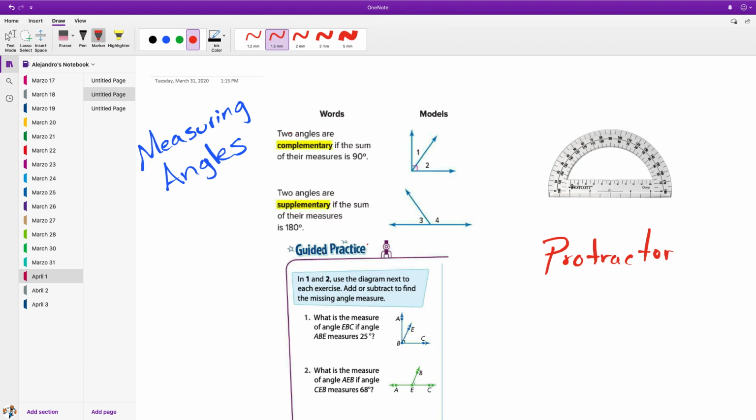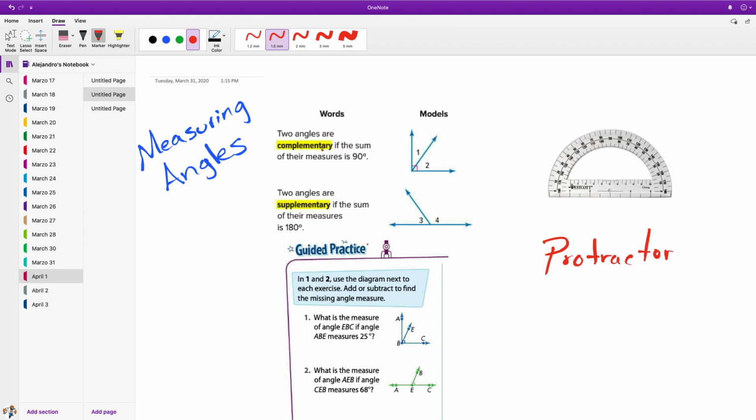Okay, let's go ahead and read the first one. 2 angles are complementary if the sum of their measures is 90 degrees. What does that mean, guys? It means that whenever you add 2 angles, right here we have angle 1 and angle B, if you add them and you get exactly 90 degrees, you call that complementary.